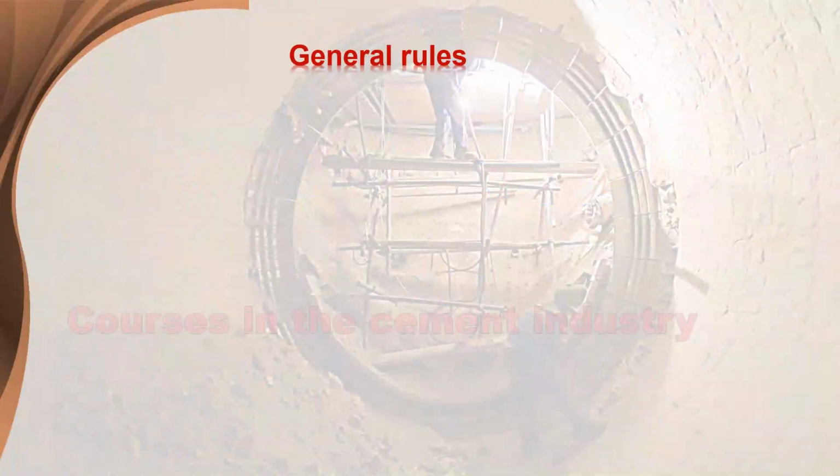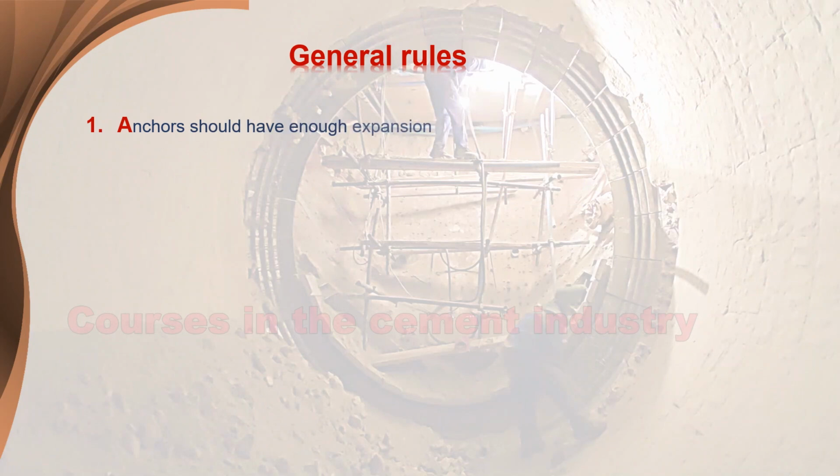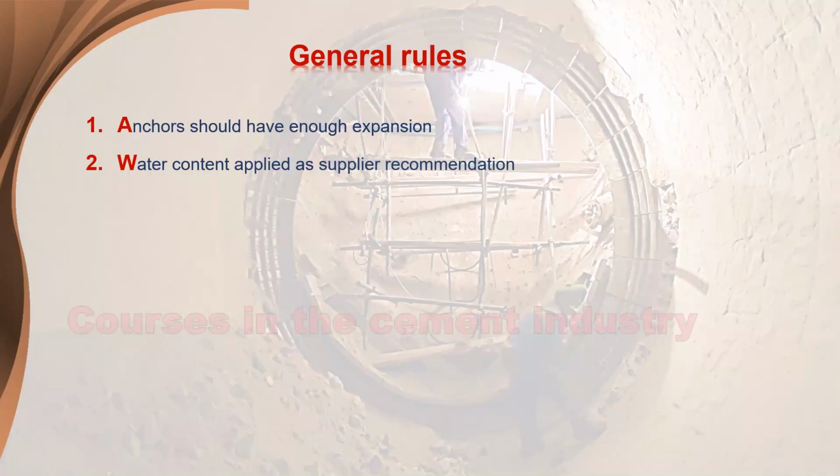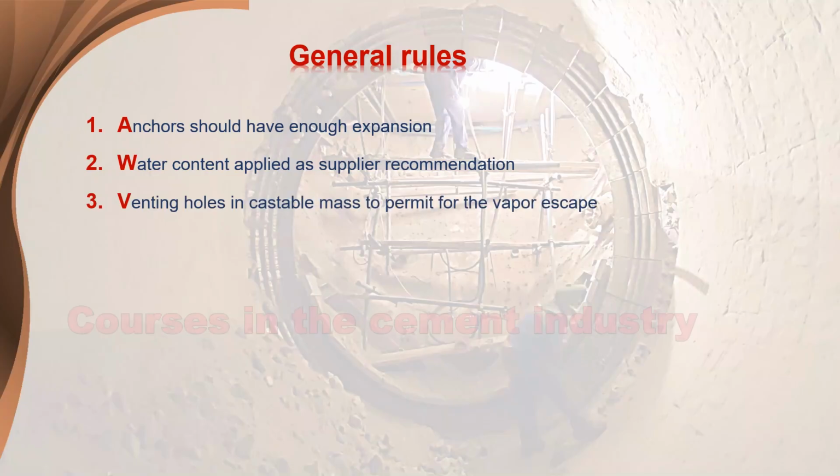General rules. 1. Anchors should have enough expansion. 2. Water content applied as supplier recommendation. 3. Venting holes in castable mass, to permit the vapor to escape. 4. Proper heating up of castable, depending on the following.